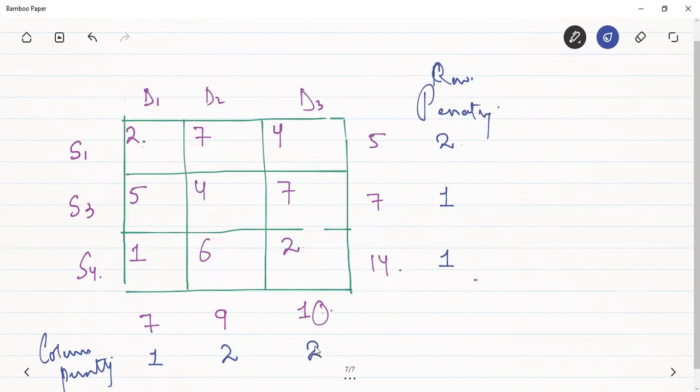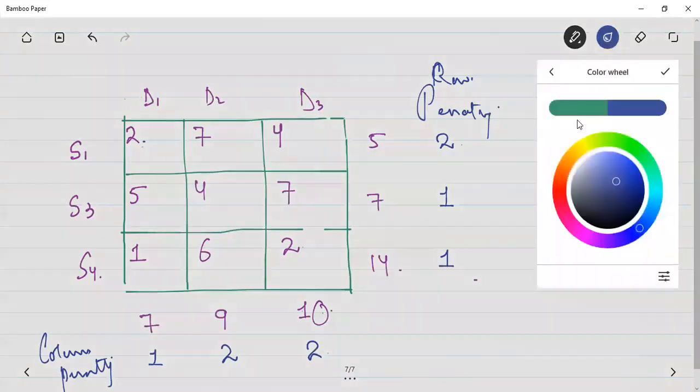Now we have to allocate the row or column where the highest penalty is. You can see that the highest penalty belongs to row 1, column 2 and column 3. So which one should be allocated? Which one should we allocate? The one which has the least cost, right? Where a clash comes in the penalties, the one which has the least cost has to be allocated.